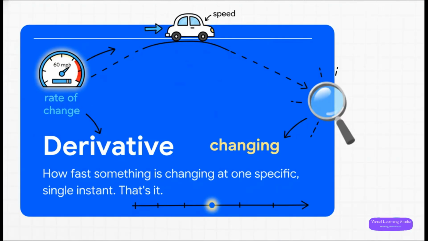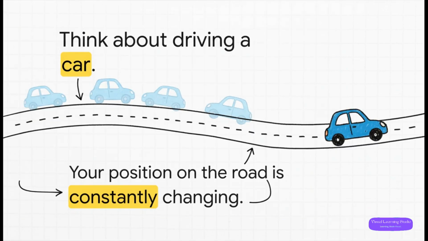Okay, this is crucial, so just let this one sink in for a second. A derivative is just a measurement of how fast something is changing at one specific single instant. That's it. Seriously, that is the entire core idea in one sentence. To make this crystal clear, let's use an example you deal with all the time.